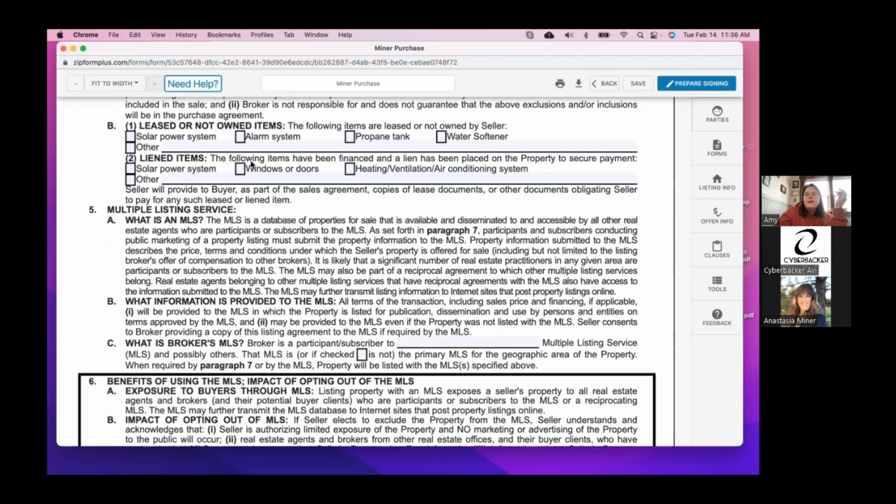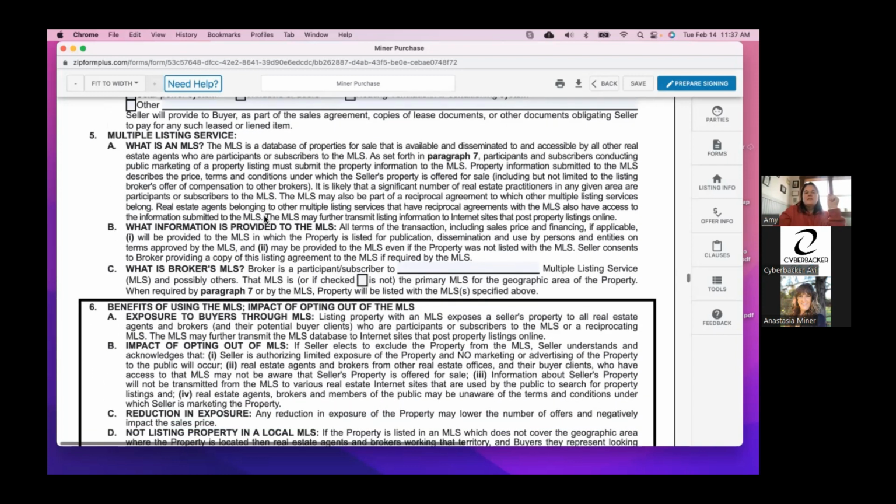So the following items have been financed and a lien has been placed on the property to secure payment. Again, that solar power system could be leased or owned with payments. Windows and doors, heating, ventilation, and air conditioning system, or other. Okay, some people finance their water filtration systems. Okay, seller will provide buyer as part of the sales agreement copy of lease documents and other documents obligating seller to pay for any such leased or liened items. We need copies of those documents as early in advance as possible, so that the buyers know what they are getting into when they go to purchase those properties. So it's important that we get copies of all of those.